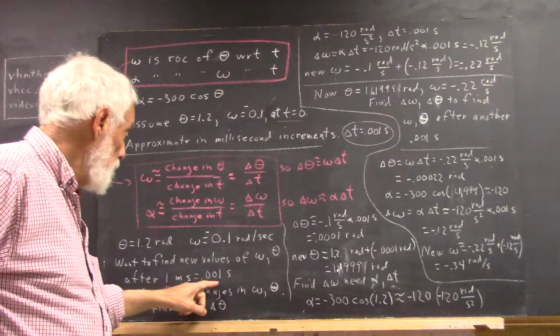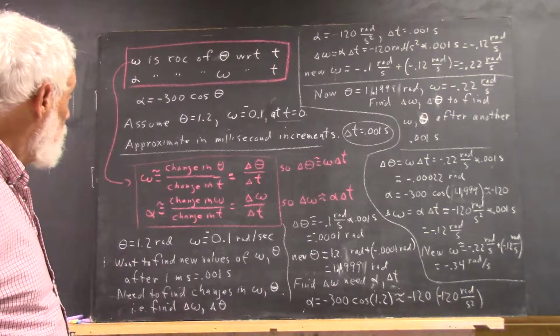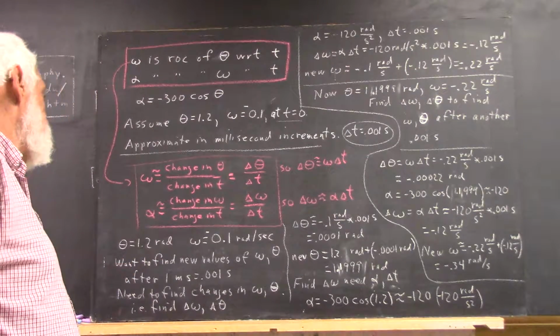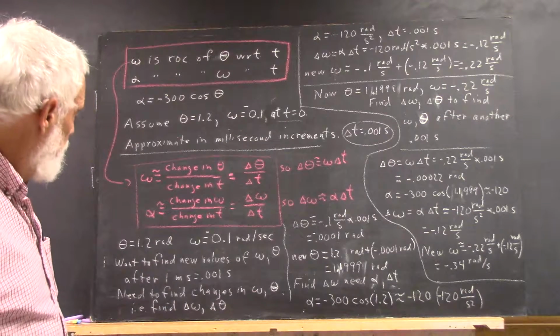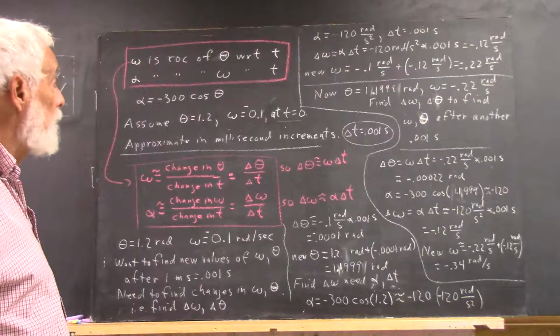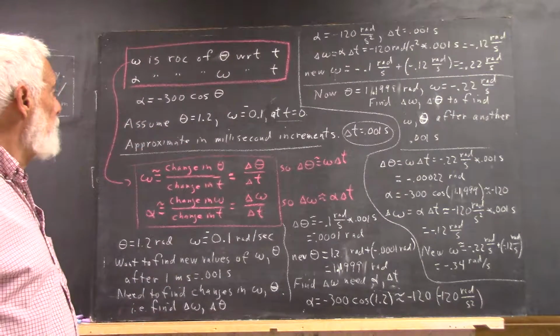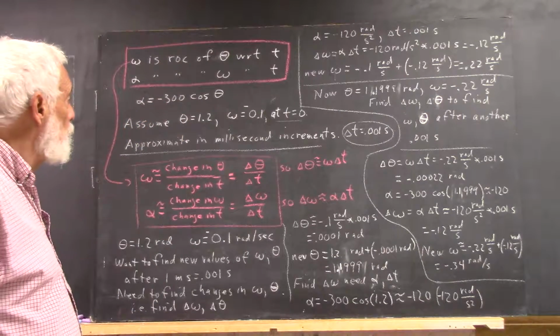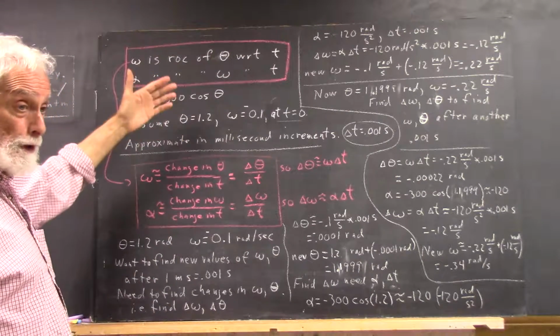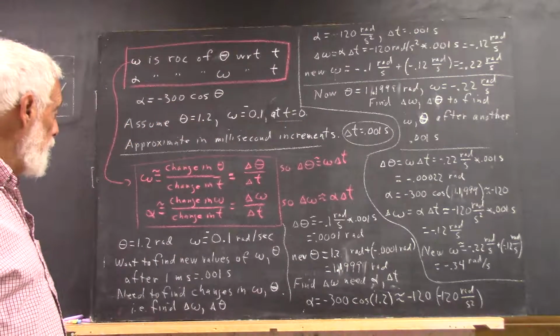Well, after a millisecond, what changes in a millisecond? First of all, I don't think I've got anything down here about alpha. Yeah, I do. Okay. Well, alpha is negative 300 cosine theta, which would be 300 radians per second squared times cosine theta. So we've got a way of evaluating alpha.